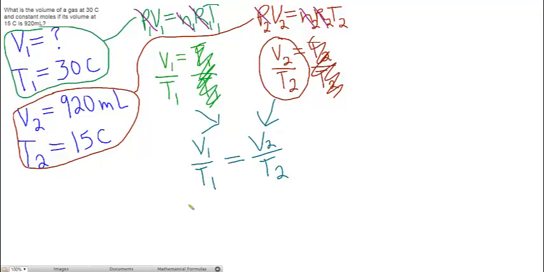Now I can put in my numbers and units. Volume 1 is unknown, so we're just going to leave it V1 divided by temperature 1, which is 30 degrees Celsius, equals volume 2, which is 920 milliliters, divided by temperature 2, which is 15 degrees Celsius. So I want to make sure my units match up, and normally this would be fine for most units, but with temperature, we have to make sure they're actually in Kelvin. So I want to convert these.